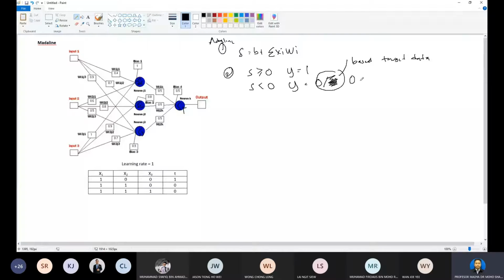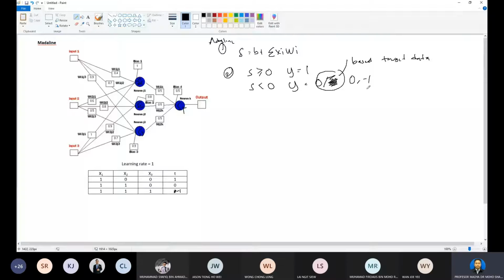Alright, so based on the target data, the pattern of the target, we only have 1 and 0. That means if S is less than 0, we automatically select 0. For example, if we have negative 1 here, then we have 3 patterns: 1, 0 or negative 1. So you can choose either 0 or negative 1.